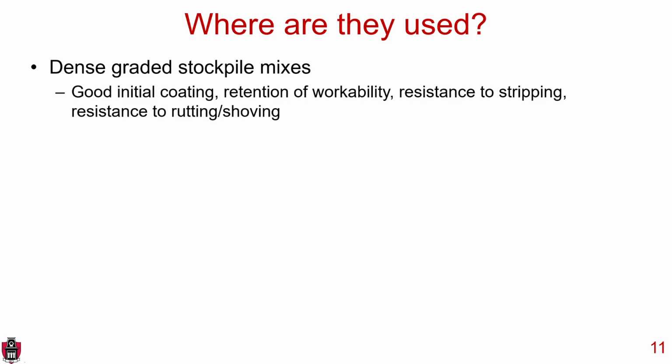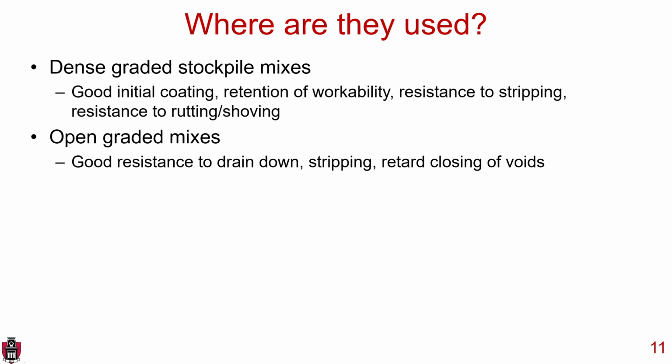This concept of dense graded stockpile mixes, because you get that good initial coating, you get retention of workability over time, so this is good for applications such as patching during winters, resistance to stripping, and good resistance to rutting and shoving. With open graded mixes, these high floats give you good resistance to drain down. It helps prevent stripping, and it retards the closing of the voids. So one potential issue with open graded mixes is over time the voids kind of close up, and this is a little less likely with high float emulsions.